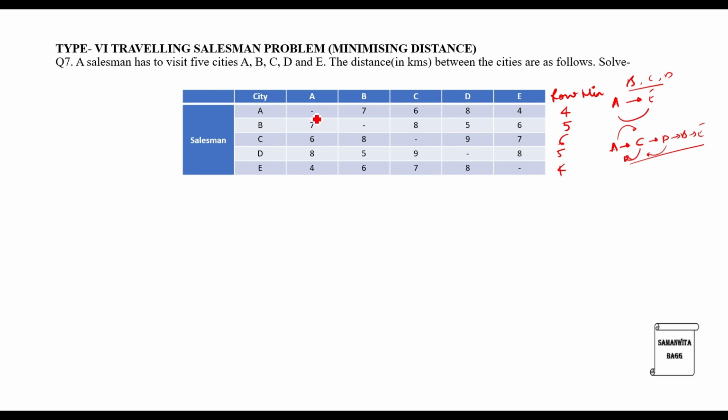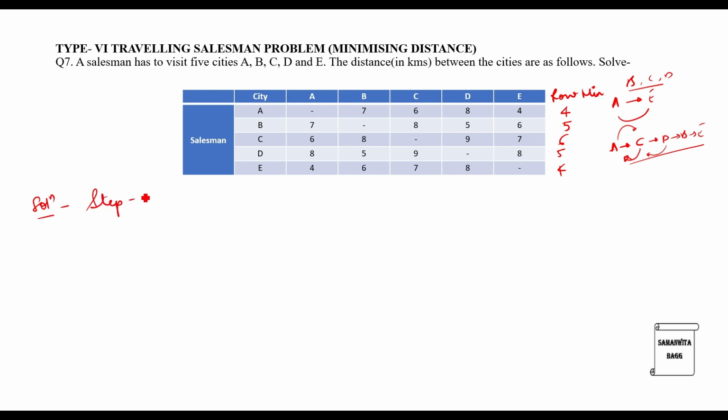Also, you will observe that these dashes are given over here. The dash indicates that the salesman cannot go from city A to A, cannot go from B to B, C to C, D to D, E to E. Obviously, if the person is standing in a city, he is trying to go from A to C and not stay around in the same city. That is why these dashes are given, which means there is a restriction on allocation over there. So we will start solving.